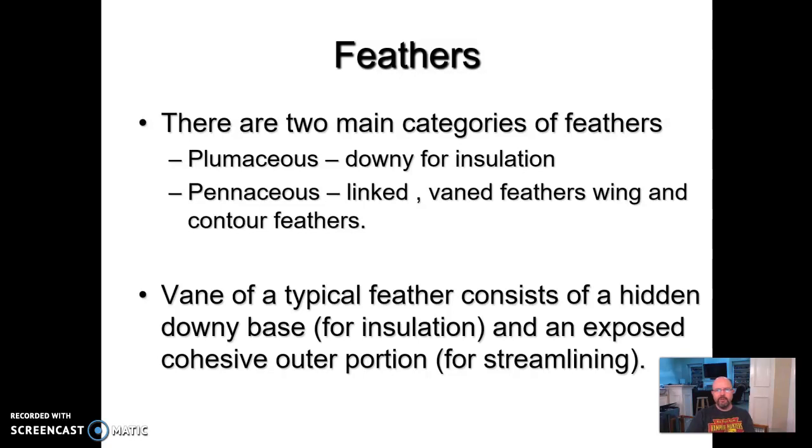The vane of a typical feather consists of a hidden downy base for insulation, so there's a little tuft of down at the bottom, and an exposed outer portion that sticks up to the outer part of the skin. And that is used to streamline.